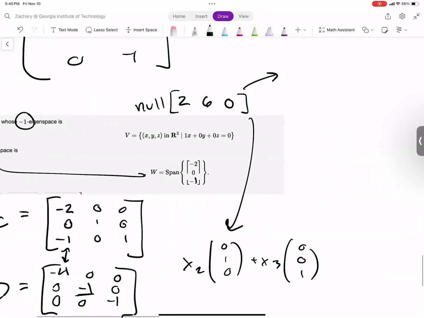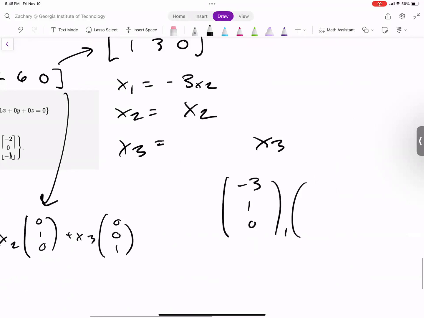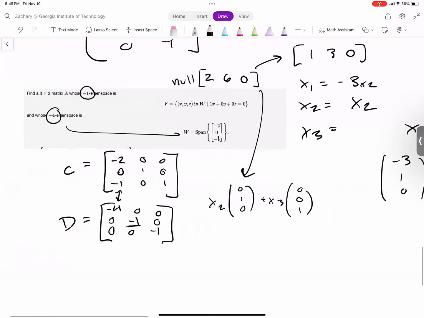Okay. Well, we go from here to reduced row echelon form. 1, 3, 0. We get x1 equals -3x2. We get x2 equals x2. We get x3 equals x3. So our vectors are then -3, 1, 0 and 0, 0, 1. Right? It's designed to be diagonalizable in this case. I'm not going to spend my time inverting a 3 by 3 and then multiplying 3 by 3s out. But you can solve A equals C D C inverse.